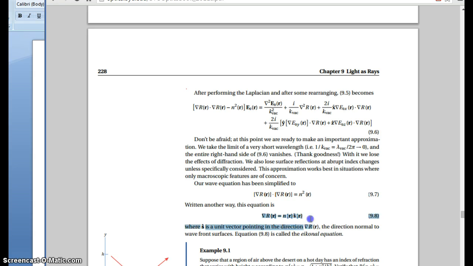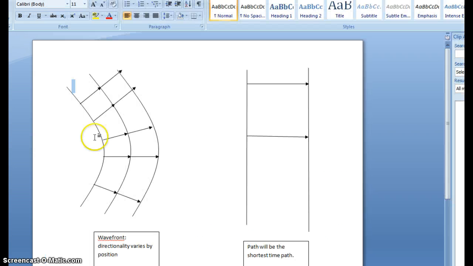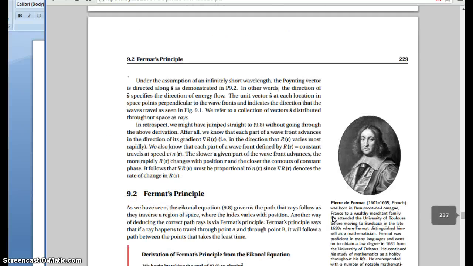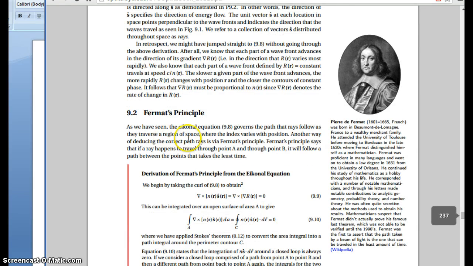So this is really good for telling us which direction this will go. But this is only a directionality equation, as far as I can tell. It says nothing about where we're going to end up. And that is where Fermat comes in. Fermat is saying, after a certain amount of time, where are you going to be? So then we've got Fermat's principle.